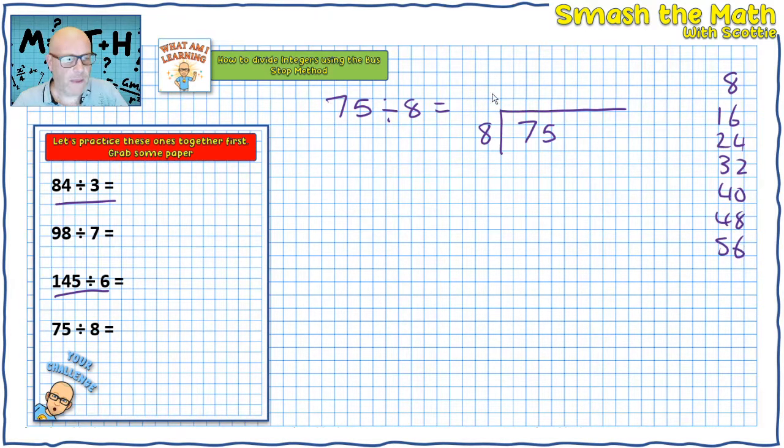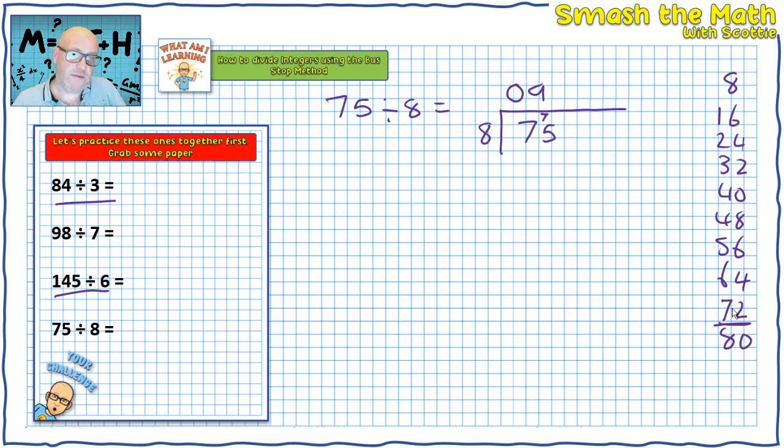Okay, so how many 8s are in 7? Well, there isn't any. We can't fit any 8s in 7, so 0. And we're going to carry the 7. Now, how many 8s are in 75? Well, I haven't got enough 8s here, so I'm just going to keep going until I get near to 75. Add another 8, add another 8. Right, there we go. So there are 1, 2, 3, 4, 5, 6, 7, 8, 9 8s in 75.